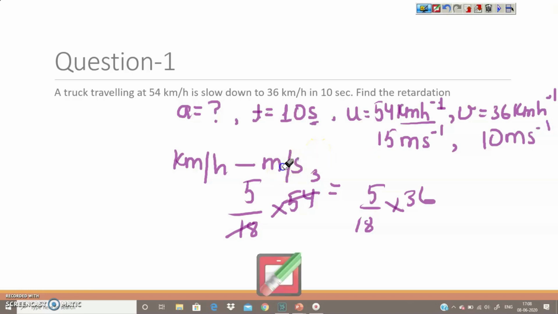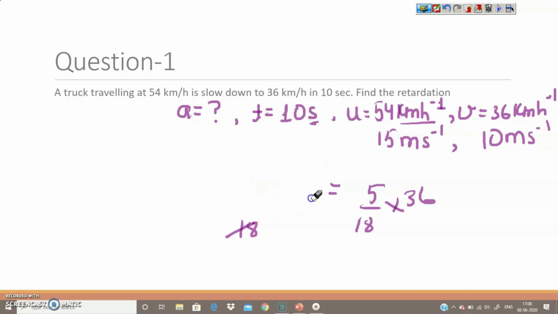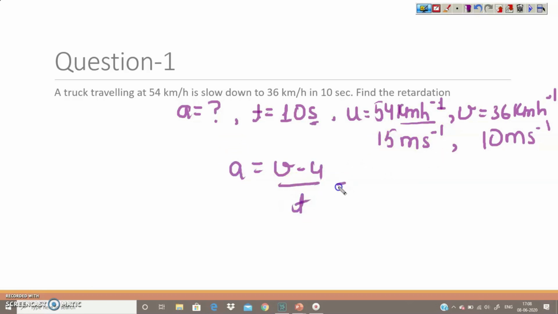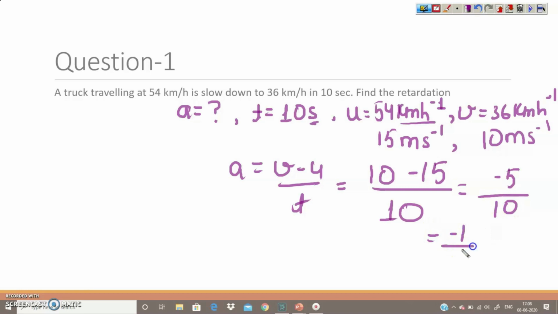So you should be very careful when you're solving a question because the units can be different. So you need to convert the units like kilometer per hour to meter per second. Now we will put this in v minus u over t. V is 10, u is 15, over 10. Now here we'll get minus 5 and here we'll get 10. Our answer will become minus 1 over 2. It's minus, as you all know, retardation is negative acceleration. So our answer should be negative, minus. So this is the answer.